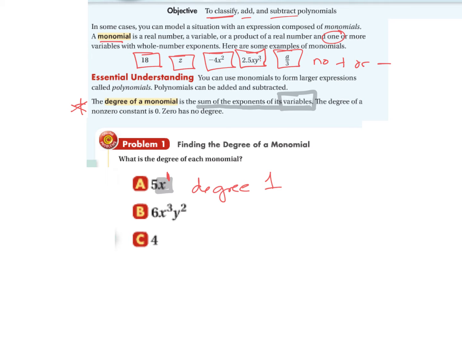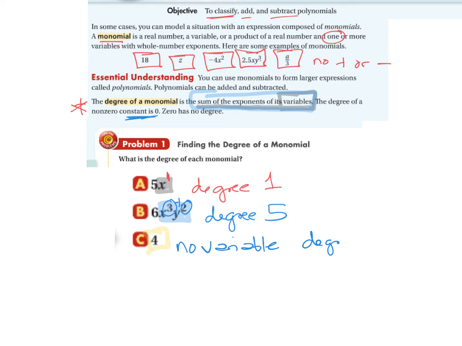If I cruise to part B, I've got two variables, x and y. If I think about the rule, the degree is the sum of the exponents of its variables. So for this one, I need to add 3 plus 2 and figure out that the degree is 5. Now, if we look at part C, last one, guys, there are no variables. If there's no variables, it's called a constant, meaning it's just a number, no variable. So this has a degree of 0.